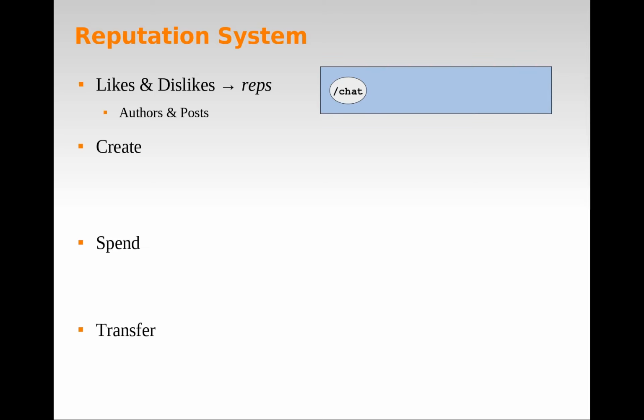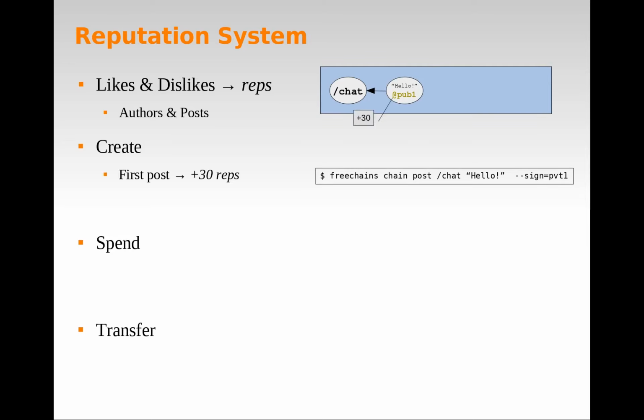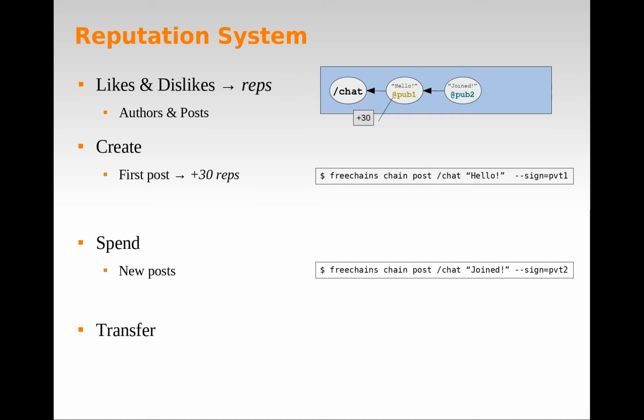Reputation is created, spent, and transferred in many forms. Just at the beginning, the first author that links a post to the Genesis block is awarded with plus 30 reps. However, the rule for further posts, that is, any new content, requires a previous reputation and penalizes the authors with minus 1 rep. If the author does not have the reputation, the block is blocked, here in red, until it gets a like.